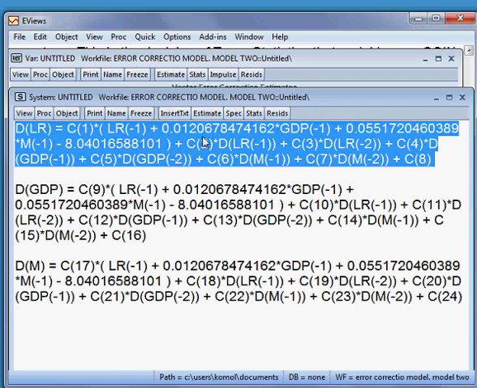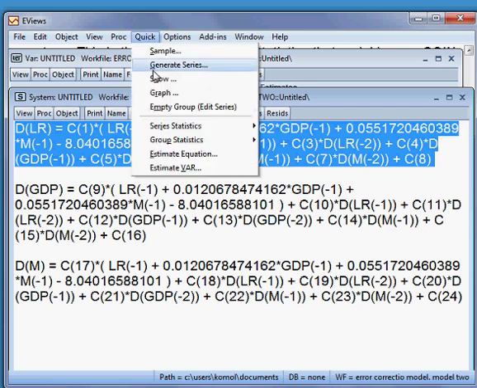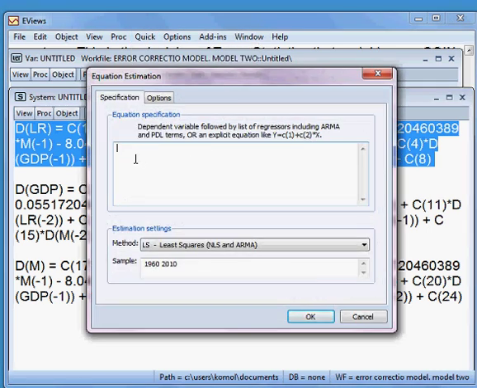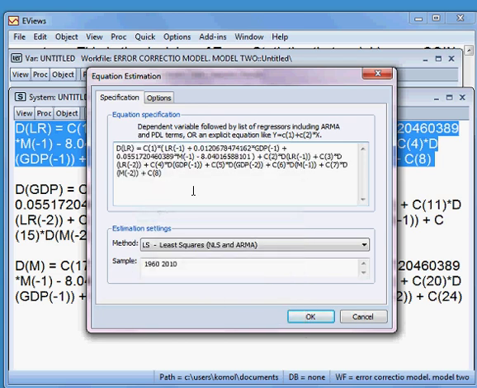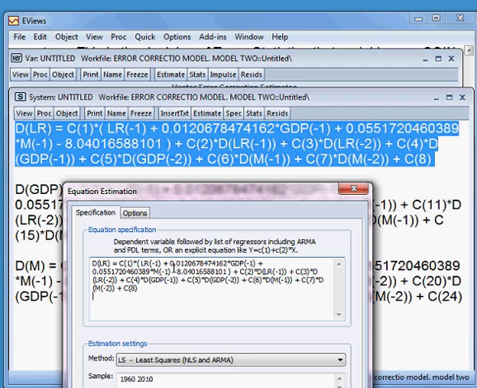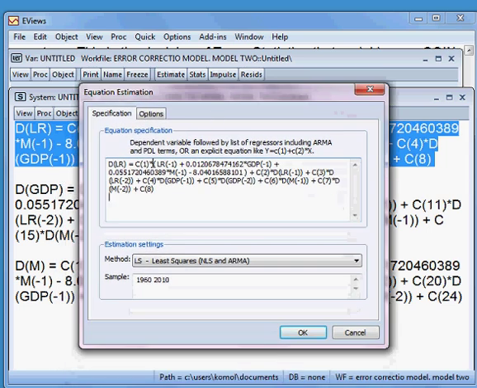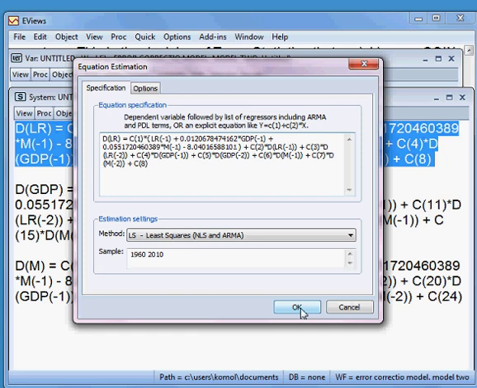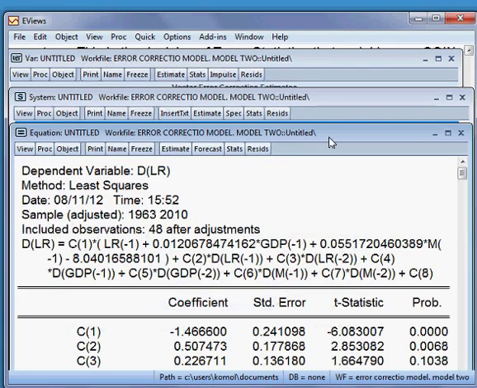Then I go to Quick and I choose Estimate Equation, right? I choose it, and I paste the whole model. You can see from here, this model and this model are the same. I copy from here and paste it to estimate this model. So that is our target, to estimate it. Okay, then I click on OK to estimate the model. So the result has come up.